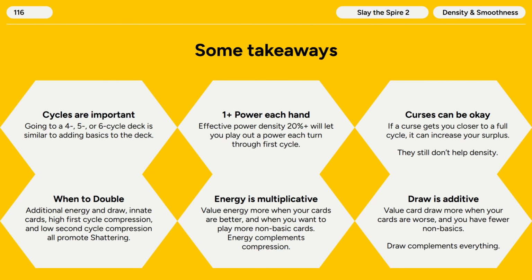So you do really want to respect the number of cycles that it takes to reshuffle your deck, especially when your deck is already close to the starter deck. But when do you want to add more cards? Well, when you can add more powers. Effective power density of 20% or above, and by effective I mean when you include all your card draw like Pendulum and Battle Trance and things like that. Effective power density of 20% or above will let you play a power each turn through the first cycle and maximally expose you to your energy compression as early as possible in the combat.